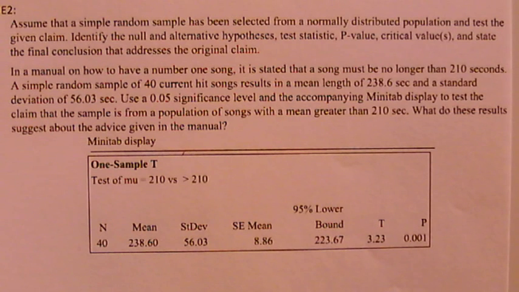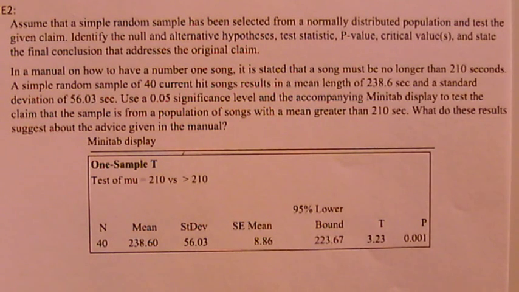In a manual on how to have a number 1 song, it is stated that the song must be no longer than 210 seconds. A simple random sample of 40 current hit songs results in a mean length of 238.6 seconds and a standard deviation of 56.03 seconds. Use a 0.05 significance level and the accompanying Minitab display to test the claim that the sample is from a population of songs with a mean greater than 210 seconds. What do these results suggest about the advice given in the manual?